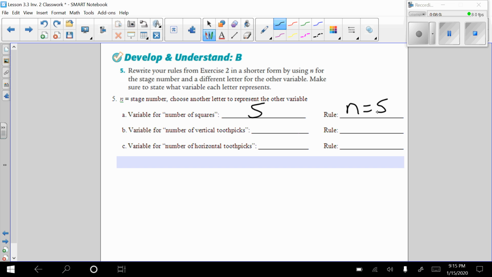Let's say I want a variable for the number of vertical toothpicks. Well, I'm going to use the variable V, because it represents vertical. And for our rule, we said that the stage number plus 1 equals the vertical toothpicks. And then for the horizontal toothpicks, I'm going to choose H. In our rule, we said the number of horizontal toothpicks is equal to 2 times the stage number, or I could say 2N, because N is the stage number.